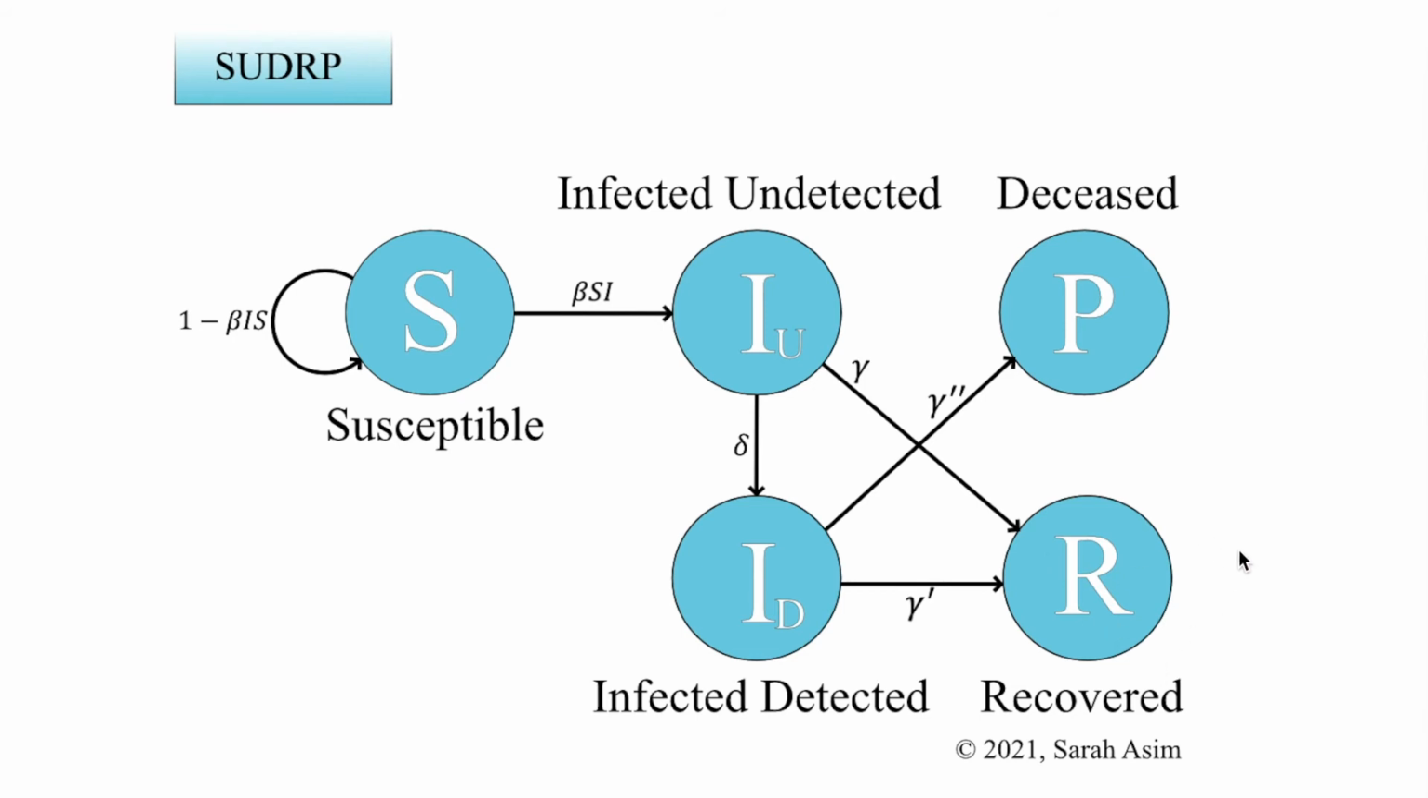The idea is that an infected person may or may not detect the infection depending on the intensity of the symptoms and the available testing. Infected individuals can either recover or pass away. We assume that if a person passes away, the infection was previously detected. Some added parameters in this model consist of sigma, which is the rate of detection, gamma prime, which is the rate of recovery for the detected population, and gamma double prime, which is the rate of deaths.